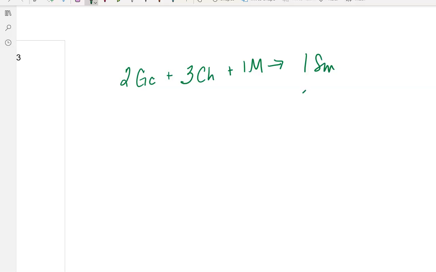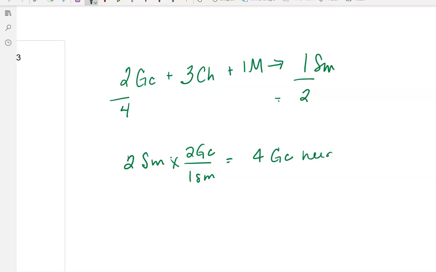So if I want to make 2 s'mores, how much will I need? Well, 1 requires 2 graham crackers, so 2 is going to require 4 graham crackers. So 2 s'mores times my ratio is 1 to 2. 1 s'more requires 2 graham crackers, and that gives me 4 graham crackers needed.